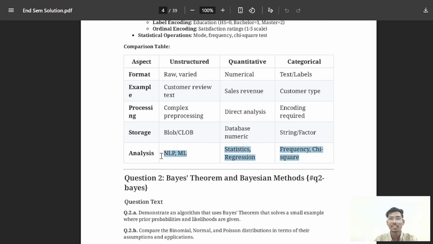जो डेटा है अलग अलग, अनस्ट्रक्चर्ड, क्वांटिटेटिव एंड कैटेगरिकल. यूजिंग NLP ML मेथड अनस्ट्रक्चर्ड डेटा को करते हैं, क्वांटिटेटिव डेटा को स्टैटिस्टिक्स रिग्रेशन से करते हैं, और फ्रीक्वेंसी काई स्क्वायर मेथड से करते हैं कैटेगरी डेटा को.